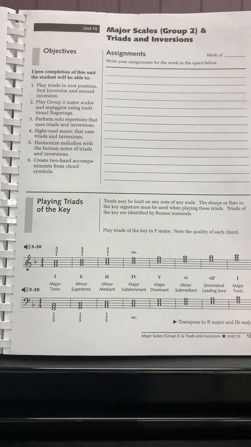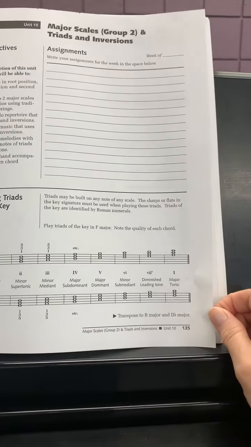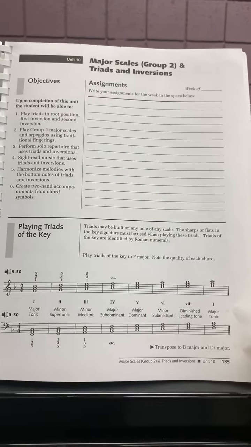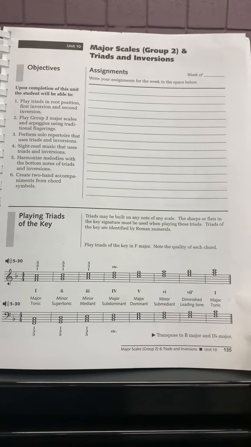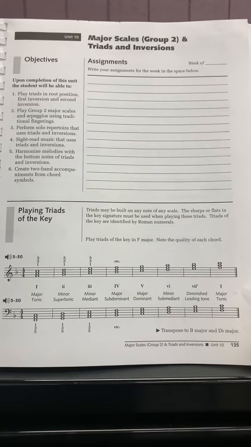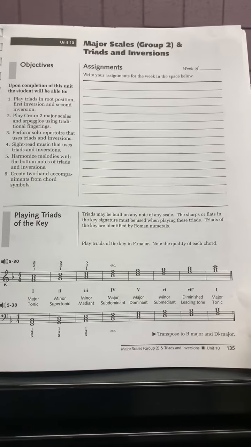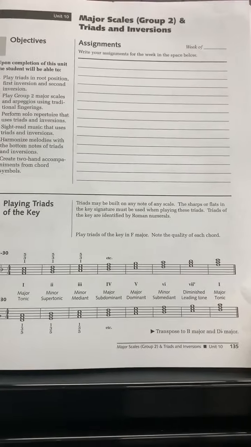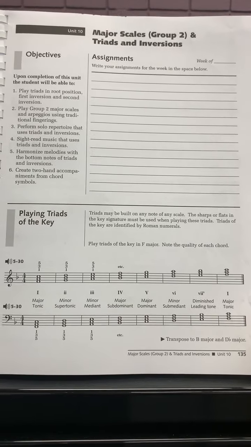Okay, level 1, I'm back on page 135. So this is unit 10 in your book. It's talking about different kinds of triads and inversions, which I don't think we got to at all, if I remember correctly. I'm not sure, but it won't hurt to review it.